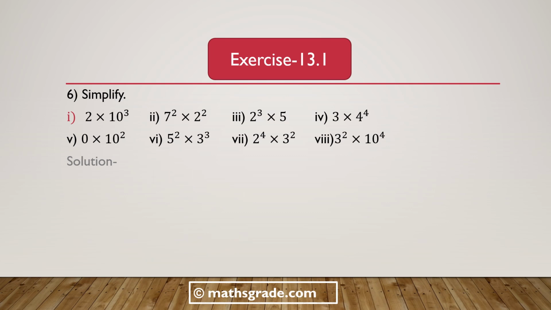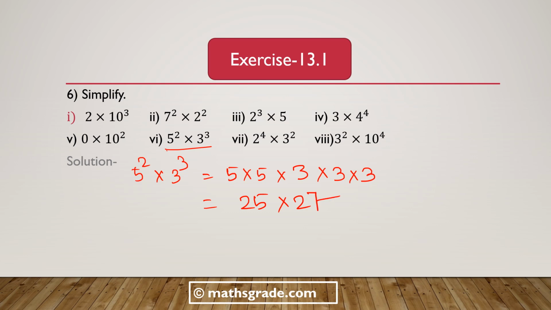Now we solve question number 6th bit 5 square multiplied with 3 cube. 5 square means 5 multiplied 2 times, and 3 cube is 3 multiplied 3 times. 5 multiplied by 5 is 25, and 3 cube is 27. 2 times 2 is 4, 2 times 7 is 14 and 10 is 24. 24 and 3 is 34.